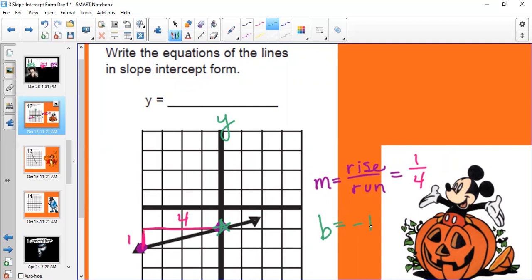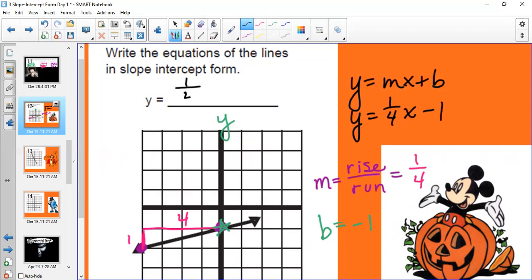And now we can plug it into the equation like we did on the other ones. So y equals mx plus b. We're going to take out the m, and we're going to plug in 1/4. And we're going to take out the b and put -1 there. So our final answer: y equals 1/4 x minus 1.